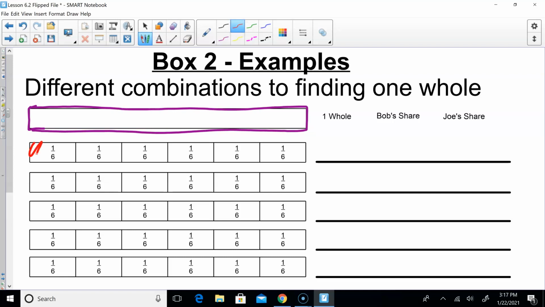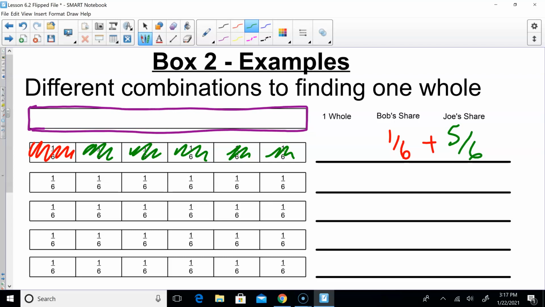So Bob might have 1/6. There's Bob. So Bob's share would be 1/6, plus Joe's share would have to be all the remaining pieces, which would be 1, 2, 3, 4, 5, which would be 5/6. And when I add all those pieces up, notice they're the same as the one right above it, so they would equal 6/6. Or what you see sometimes is 6/6 equals 1 whole. So 6/6 equals 1, which also equals 1/6 plus 5/6.